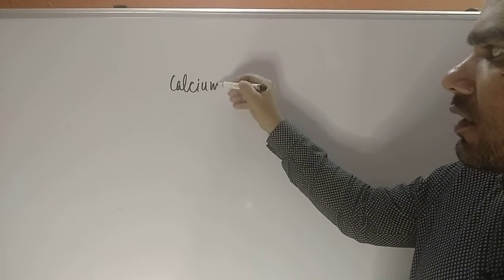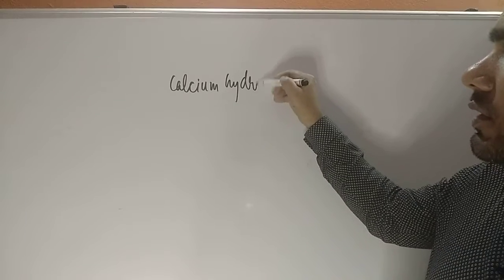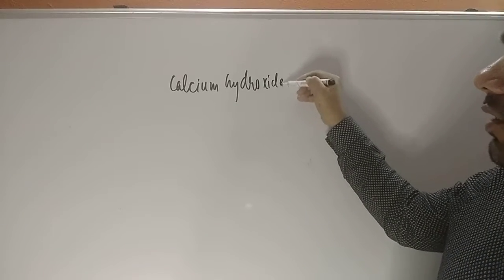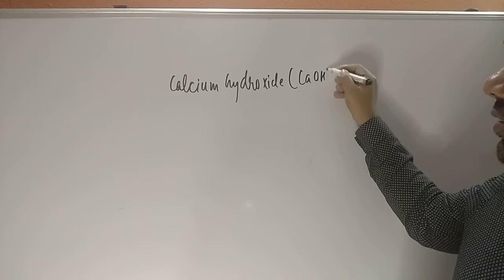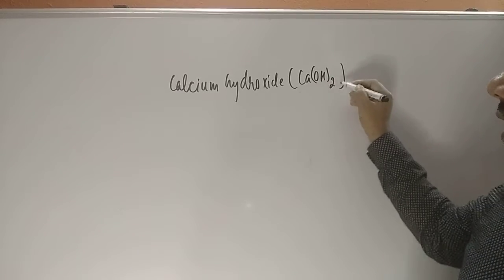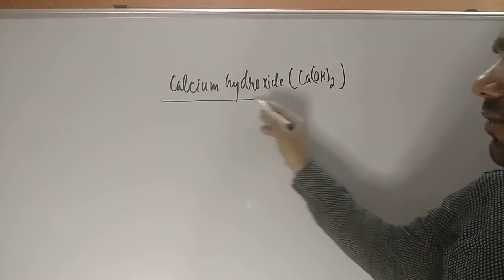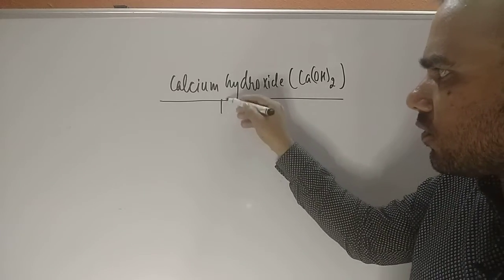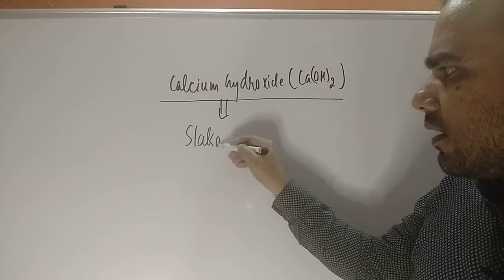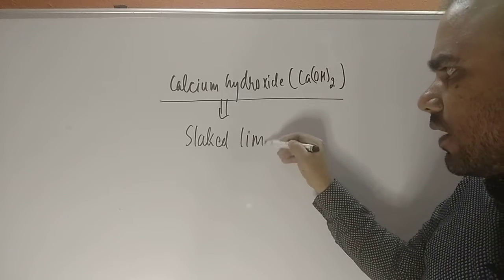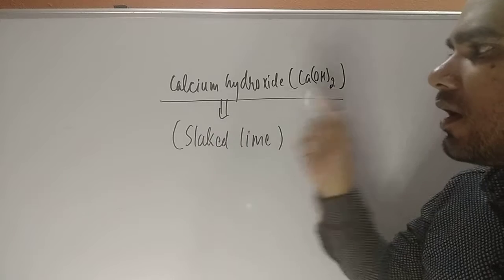Calcium hydroxide. Dear students, if you talk about calcium hydroxide, that is Ca(OH)2. This is its formula. It is also known as slaked lime, S-L-A-K-E-D.